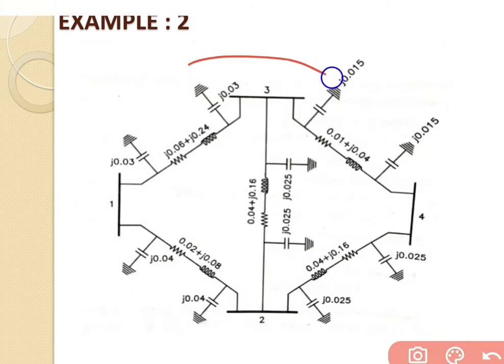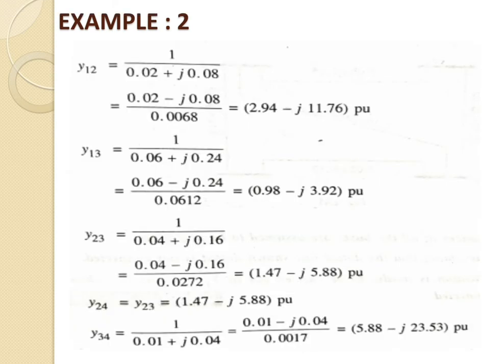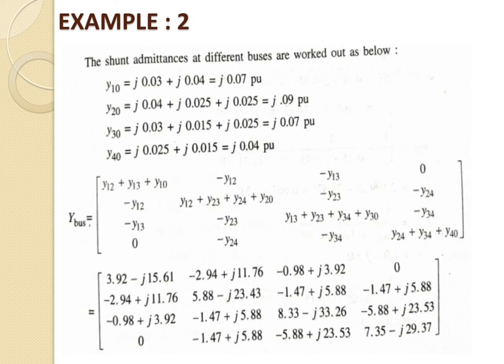So for the y3 bus, the equation is y13 plus y23 plus y30 plus y34, and minus y34. Then here there is a value of 0.